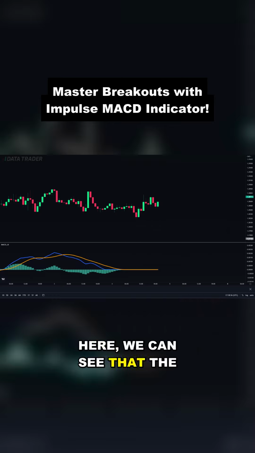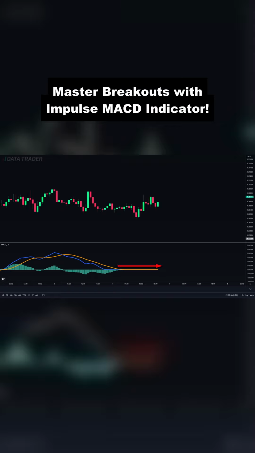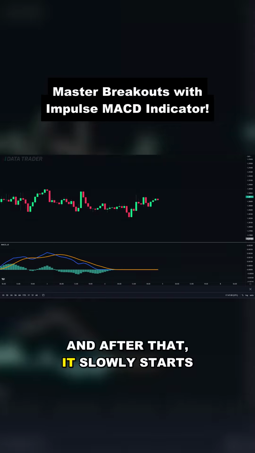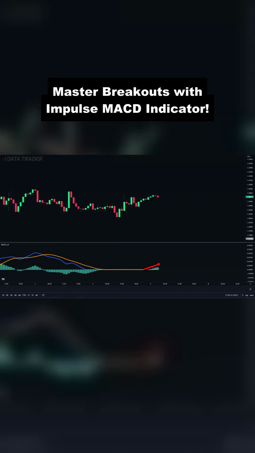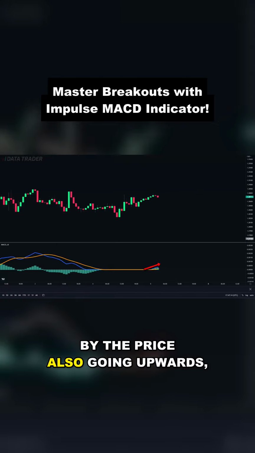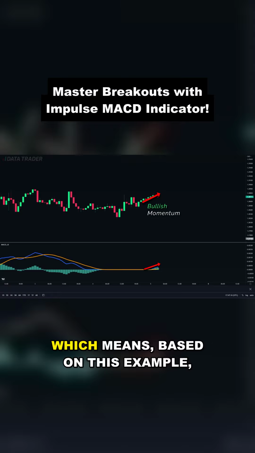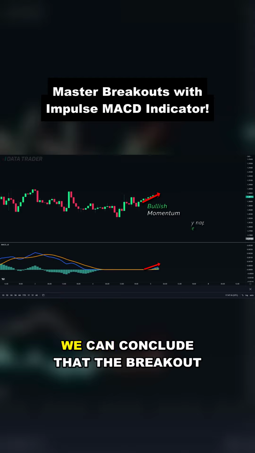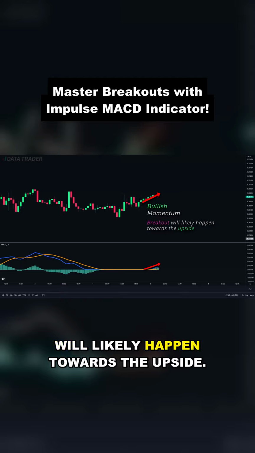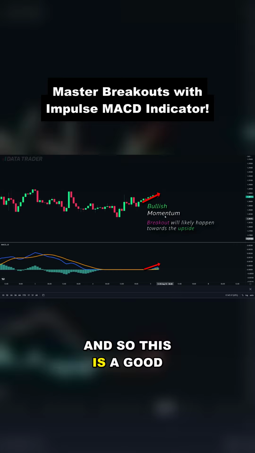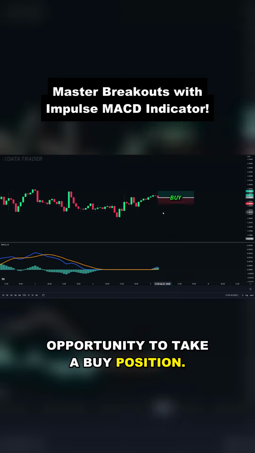Here, we can see that the histogram is currently flat. And after that, it slowly starts rising towards the upside, as reflected by the price also going upwards, indicating that the overall momentum is bullish. Which means, based on this example, we can conclude that the breakout will likely happen towards the upside. And so this is a good opportunity to take a buy position.